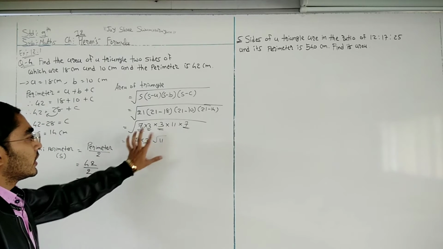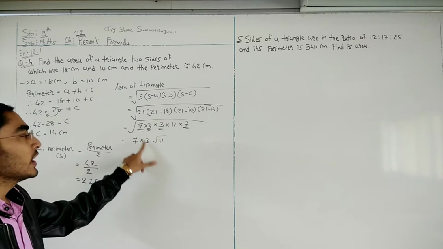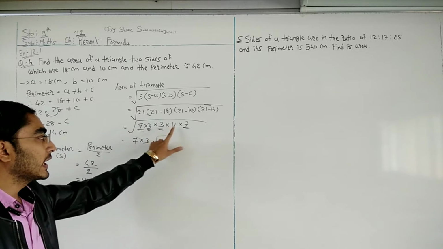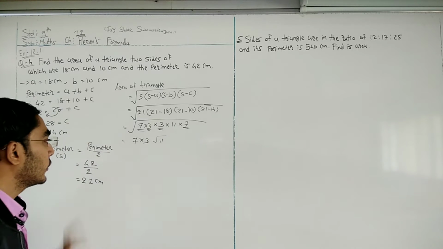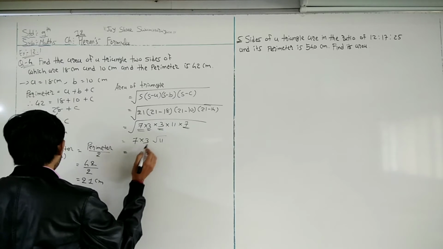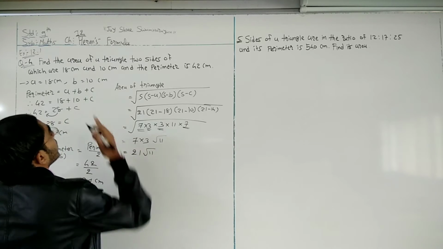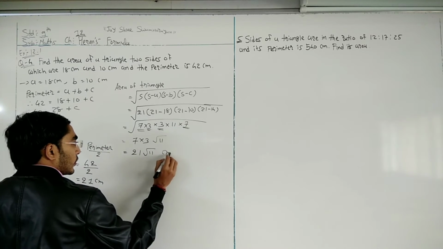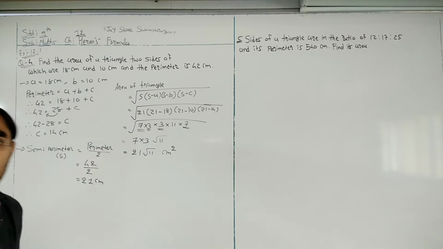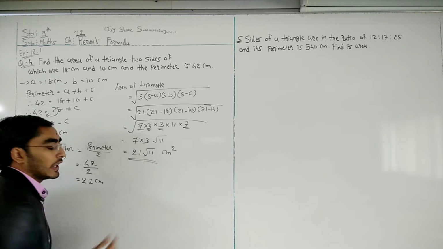Out of 2 times 3, one time comes outside, out of 2 times 7, one time comes outside, and 11 is only one time, so it remains as it is under the root. So 7 multiply 3, 21 under root 11. Unit is centimeter, so centimeter square. Okay, this is the final answer.